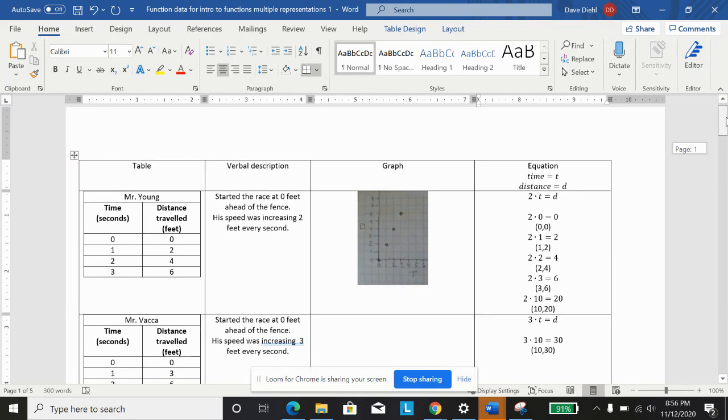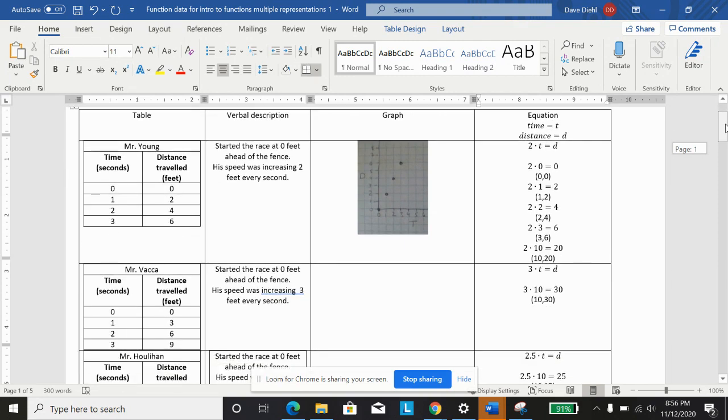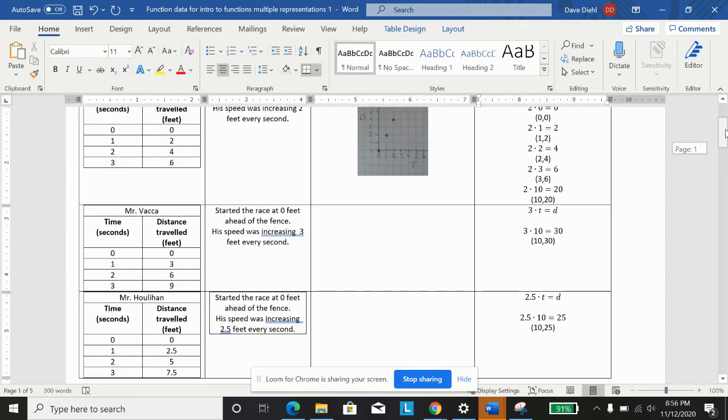So between the three runners here, after 10 seconds, Mr. Vaca would be in the lead, Mr. Houlihan would be second, and Mr. Young would be third. Don't tell Mr. Young.